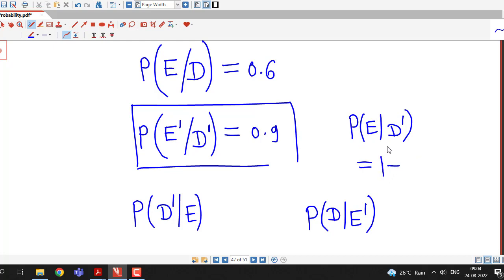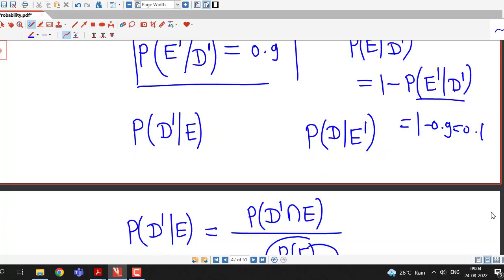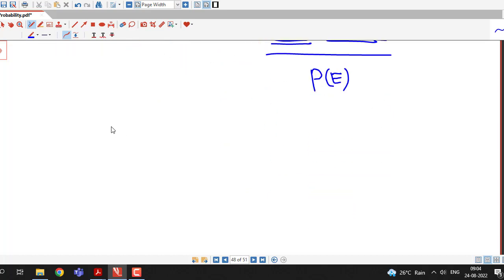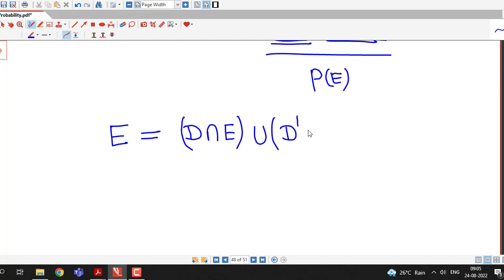We can write the probability of E given D dash as 1 minus the probability of E dash given D dash, and this is given, so it is going to be 0.1. So we obtain this from the probability of E dash given D dash. Now we have to find the probability of E. To find it, we can write E as a union of two mutually disjoint events. I can write E as D intersection E union D dash intersection E. If you simplify this, you will obtain the event E.